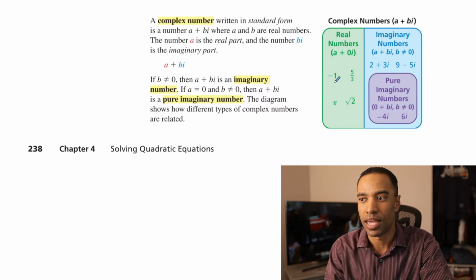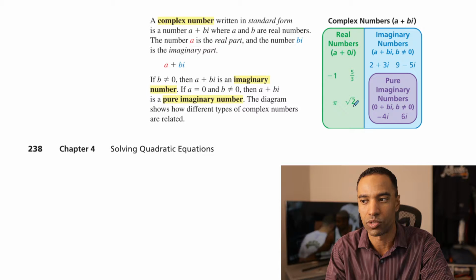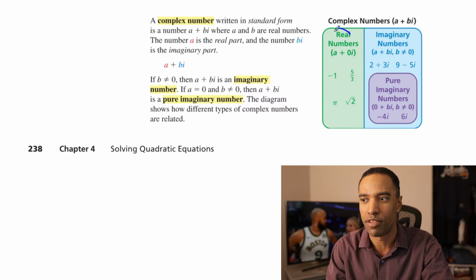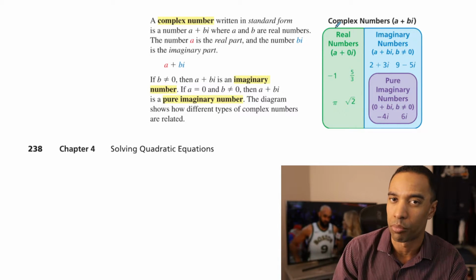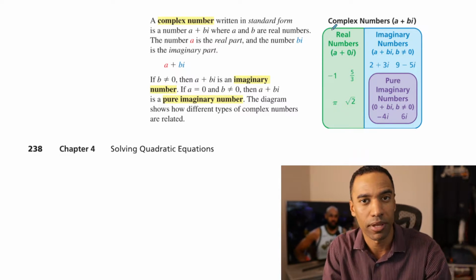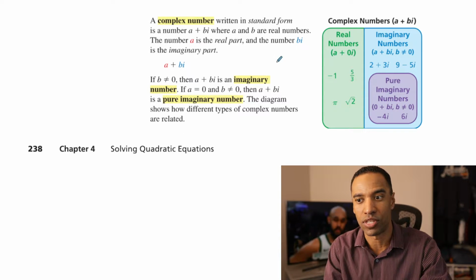Negative 1 is a complex number. 5/3 is a complex number. Pi is a complex number. Root 2 is a complex number. See, these are rational. These are irrational. All of these are real, but they also all fit under the complex numbers umbrella. But you know what else are complex numbers? Imaginary numbers. So that's why I say any number you've seen in existence.